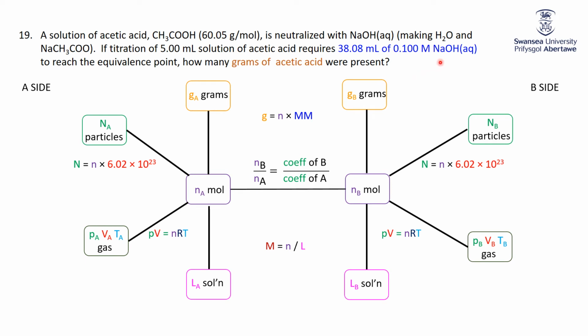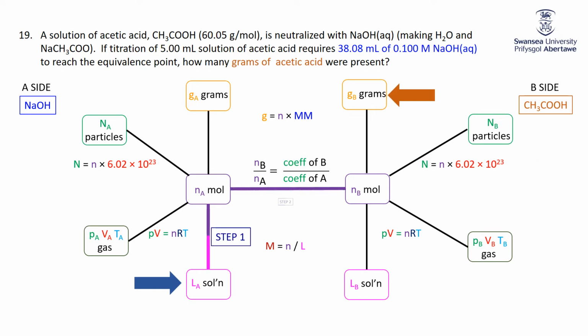We start off knowing about NaOH. So that's right there. What do we know about NaOH? Well, effectively the liters of a solution. So that's down here. We're asked about grams of acetic acid. So obviously acetic acid, CH3COOH, is our B side, and we're asked for the grams of it. So it's 3 steps. Liters to moles, moles to moles, moles to grams.